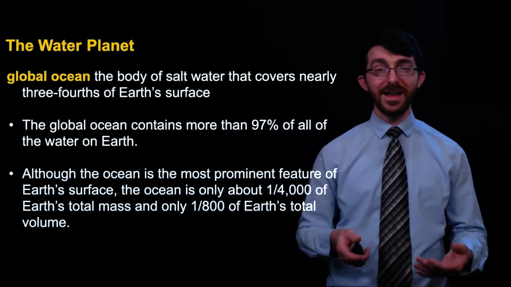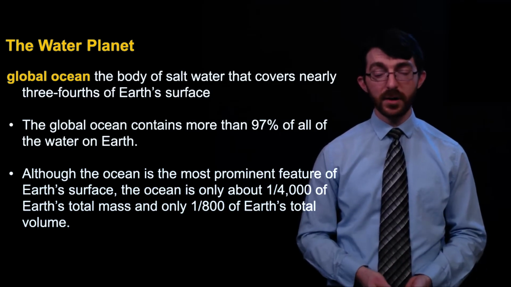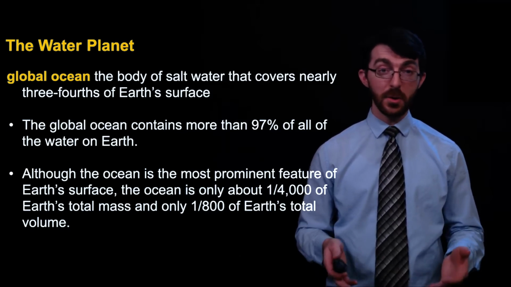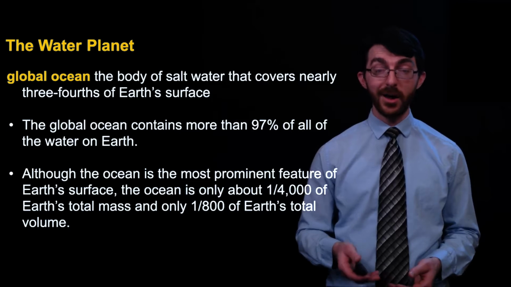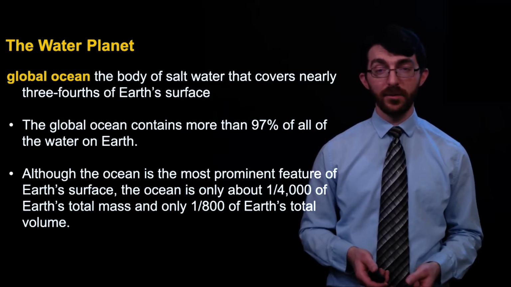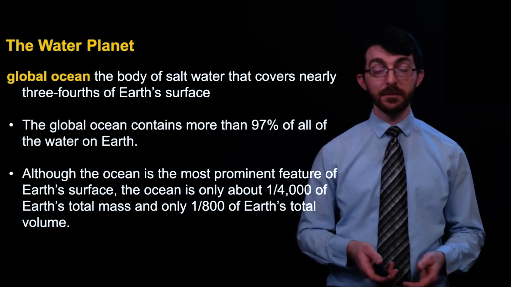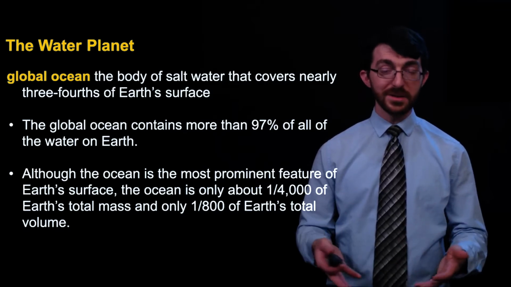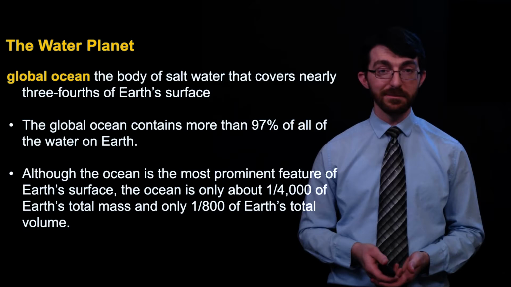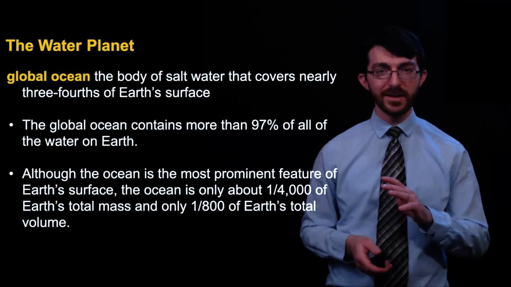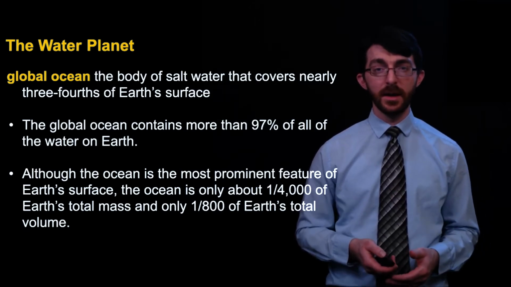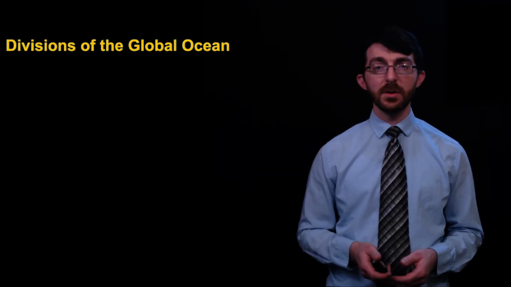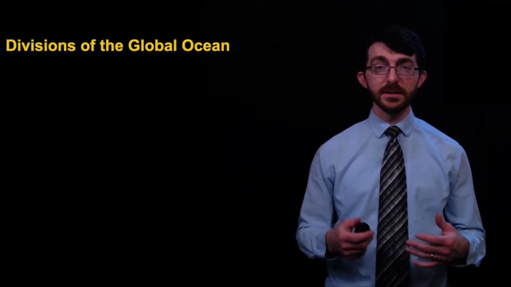Lastly, although the ocean is the most prominent feature of Earth's surface, it's only about 1/4000th of the Earth's total mass and only about 1/800th of the Earth's total volume. So even though it completely dominates the surface, the planet mostly is mantle. It's all molten inside. But as long as we're just talking about the surface, yeah, the ocean is the most prominent feature.